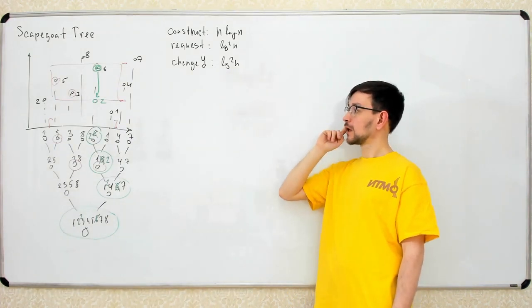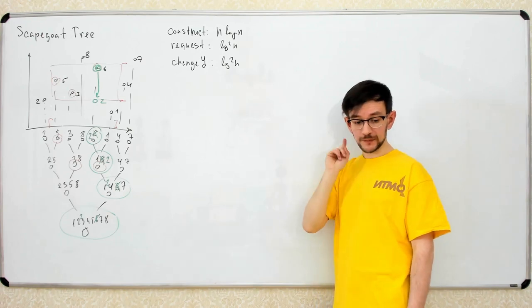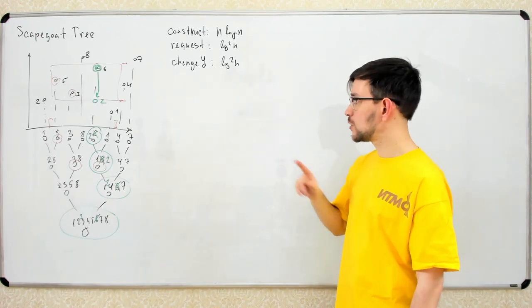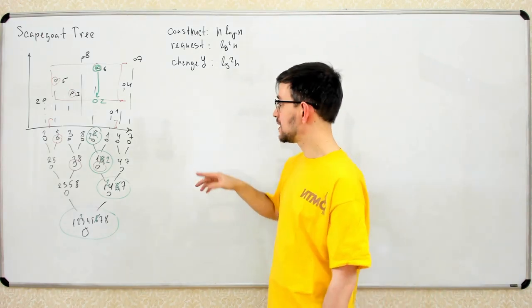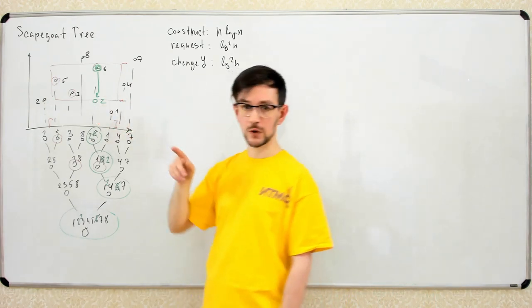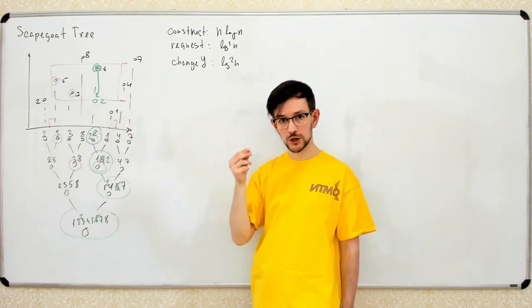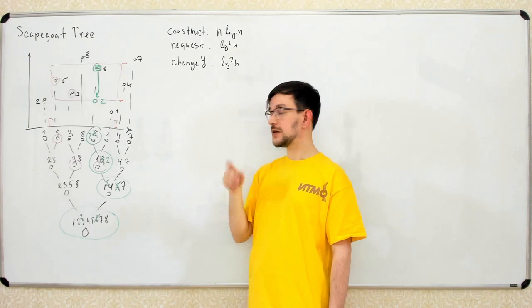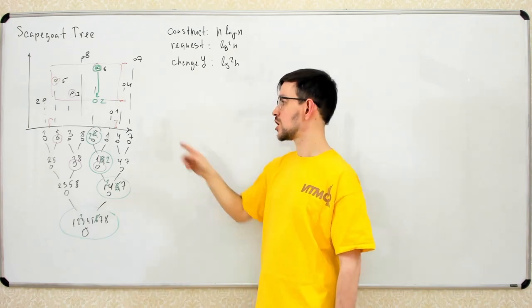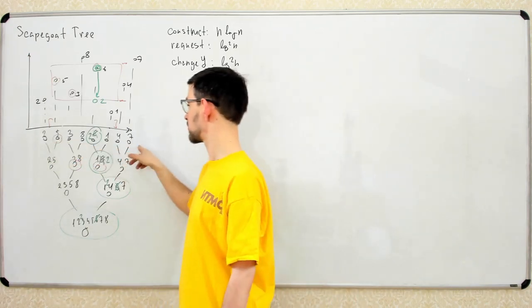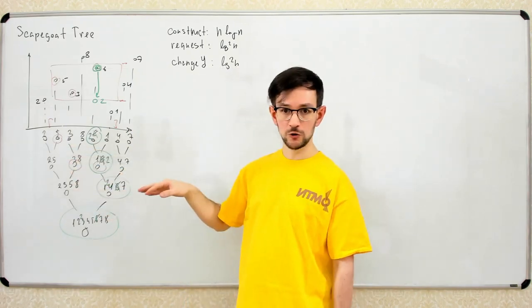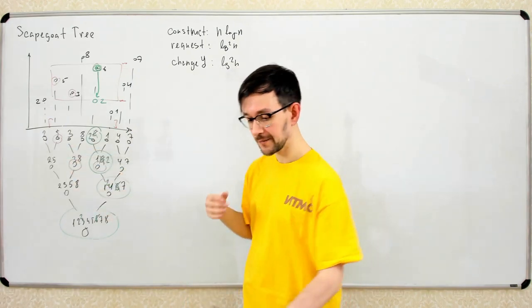Now, that's easy. But what will happen if we need to change x coordinate? So if we need to take some x coordinate of some point and change it, this is more tricky, because when we change x coordinate, we actually change the order of these elements. So we need to reconstruct the whole tree. That's complicated.